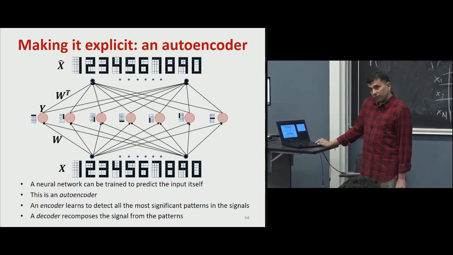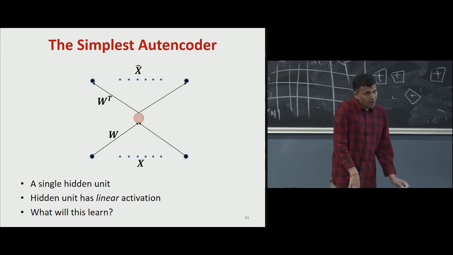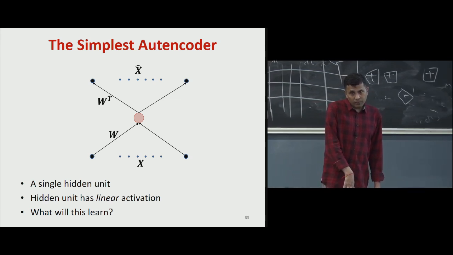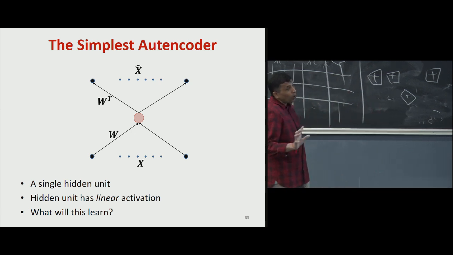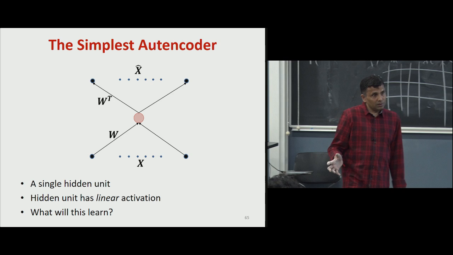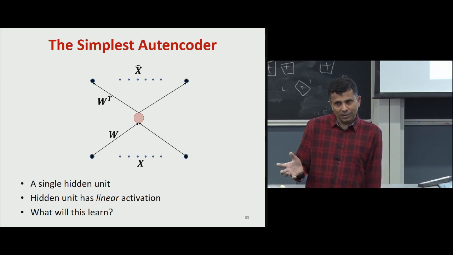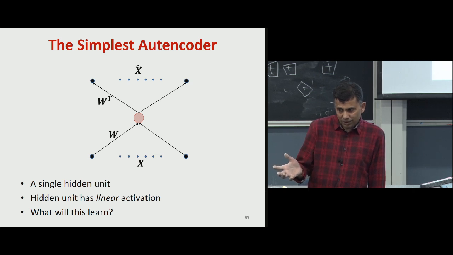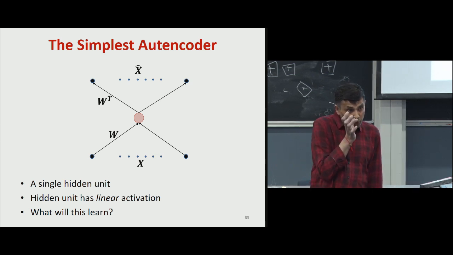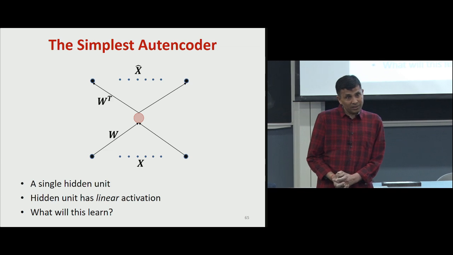Now, the simplest autoencoder of this kind is going to be something of this kind, a single hidden unit, just one hidden unit, right? Features go in, there's one single unit, it fires, and features come out, and it tries to reconstruct the input. Now, what will this guy learn? The average value of all the input excitations? Think about it. What is it going to try to reconstruct?